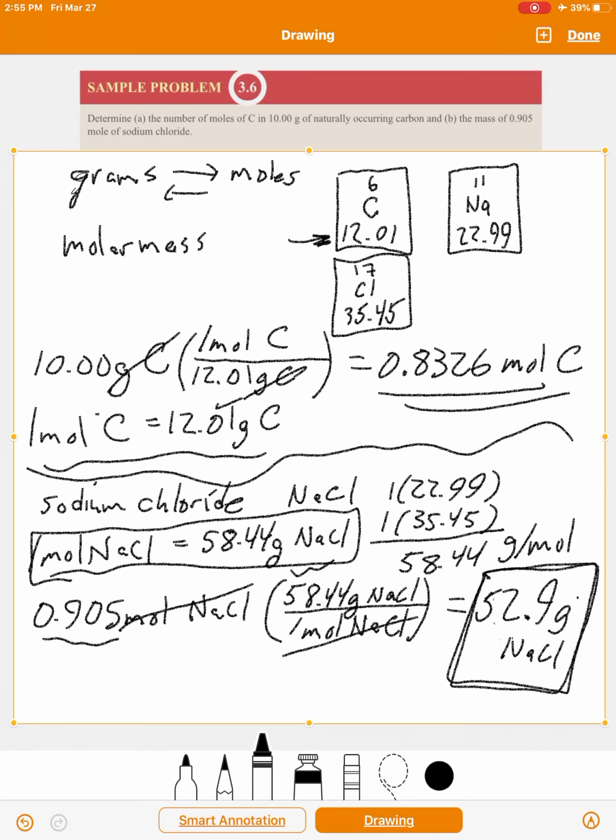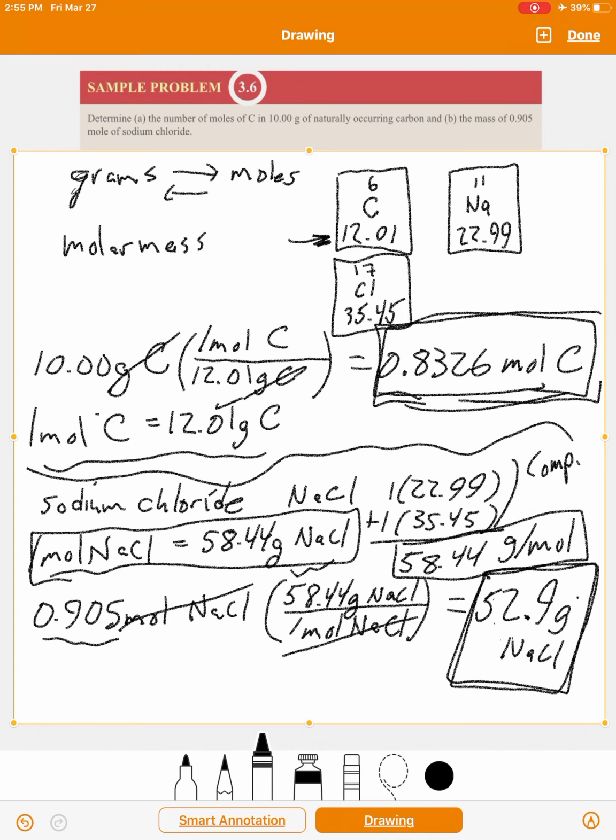So you can always catch your errors just by looking at the reasonableness of what you just did. So part A, we did the conversion from grams to moles. Part B, we did the conversion from moles to grams with the added fact that we had to use the molar mass of a compound, right? This is a compound here. So we had to add those molar masses together for each element to get the molar mass of the compound, and then that's what we used in our conversion.